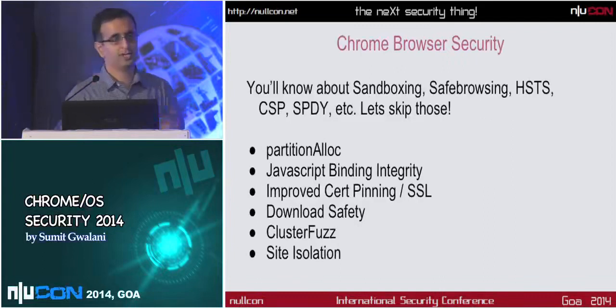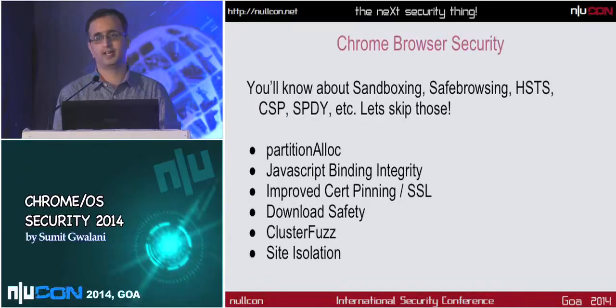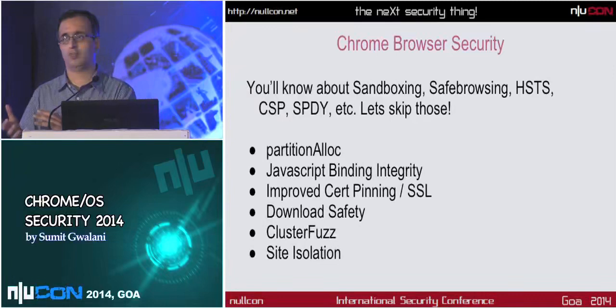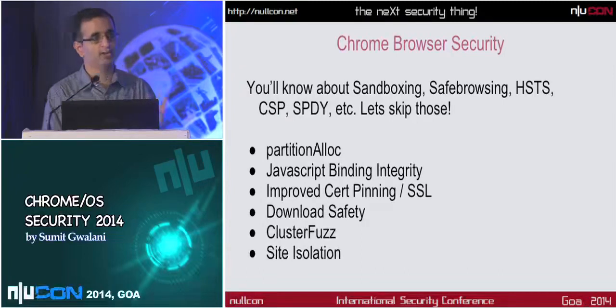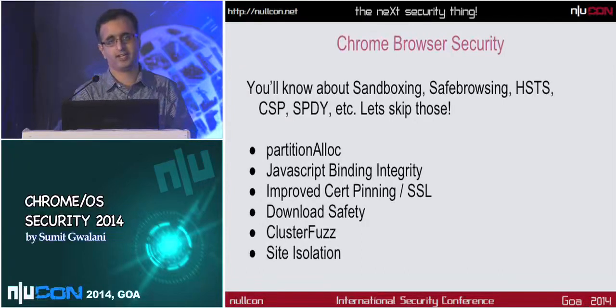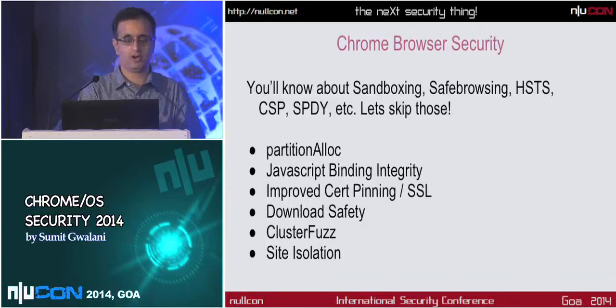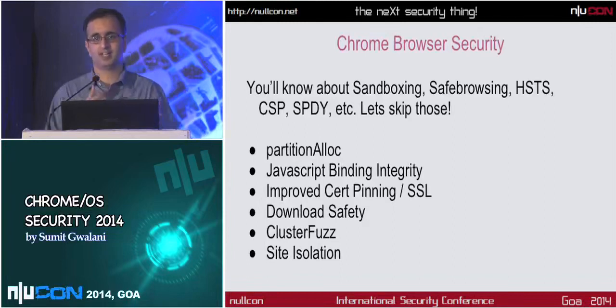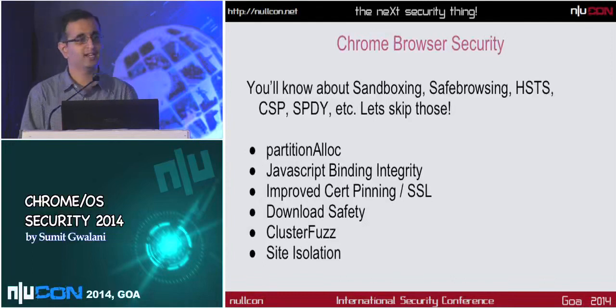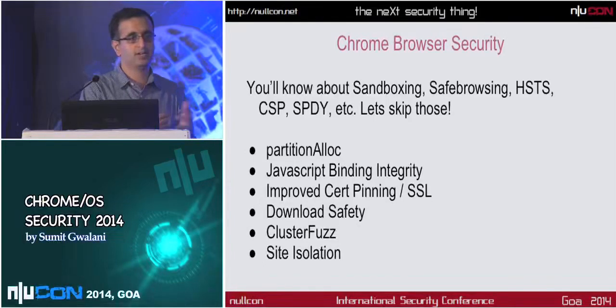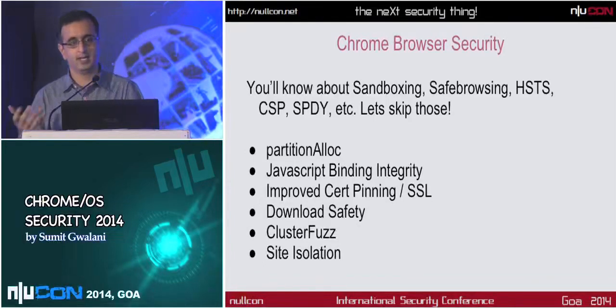Now, my talk today will focus on three things: Chrome browser security and some of the new stuff there, Chrome OS security, and then the vulnerability rewards program that we have. Again, I won't go into what we have already done in the past in terms of Chrome browser security. These are things like sandboxing, Safe Browsing, strict transport security, content security policy. You heard some talks about content security policy a couple days back, SPDY, and so on.